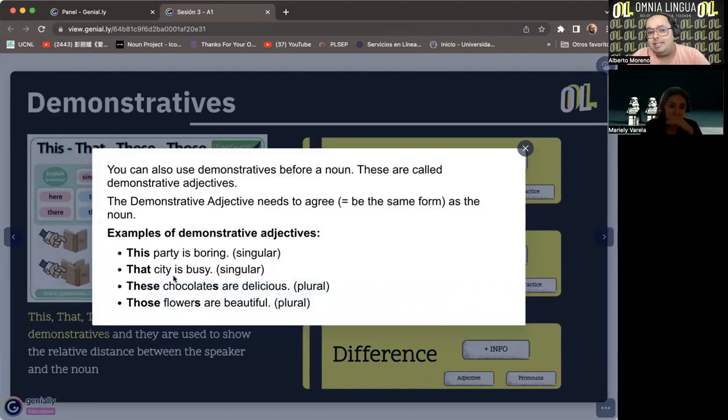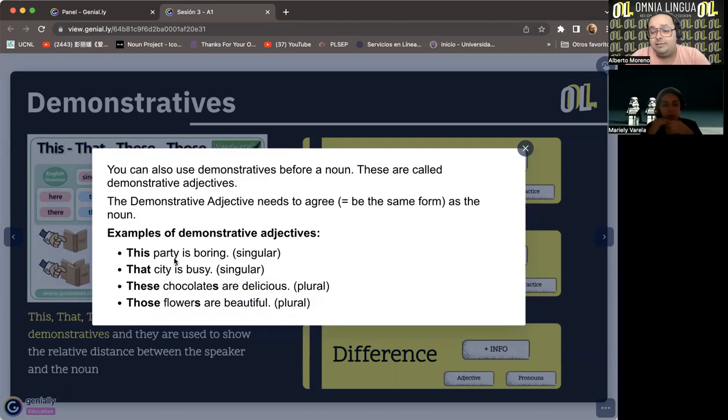That city is busy. If we use them as demonstrative pronouns, we can say this is boring, that is busy, these are delicious. It doesn't make sense because we're not saying anything, right? Mostly demonstrative pronouns are used when the word that we're talking about is evident.